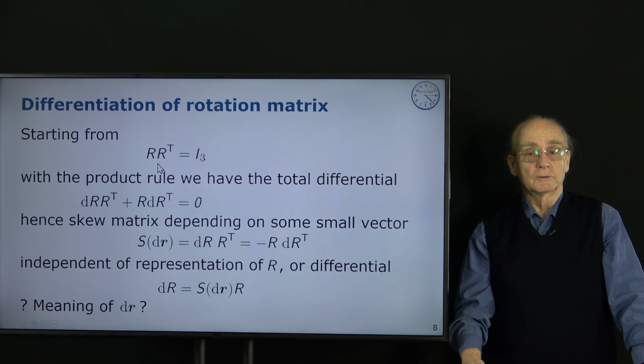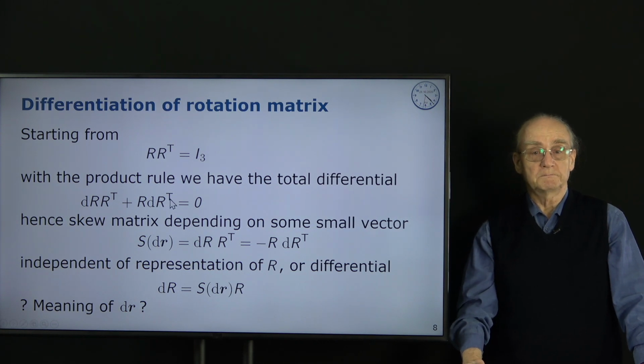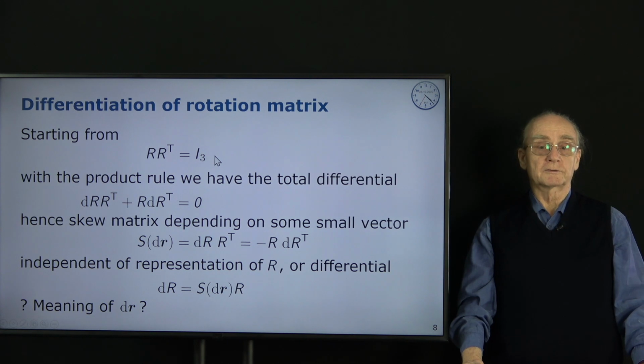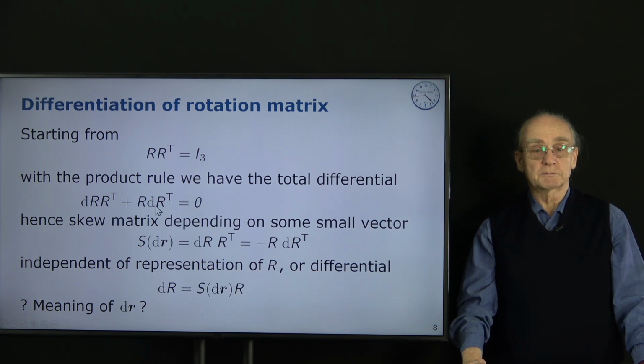We use the product rule and get the following total differential. We first take the derivative of R, which is dR, and multiply it with R transposed, plus the first part R multiplied with the differential of R transposed. And the differential of the unit matrix, this is a fixed value, so this is 0. So we have this relation. Now, we can put this part on the other side and obtain the following relation.